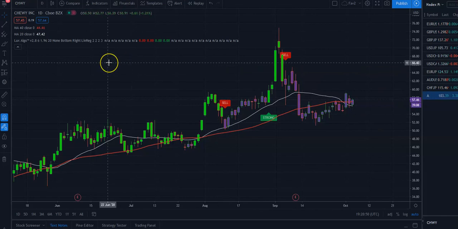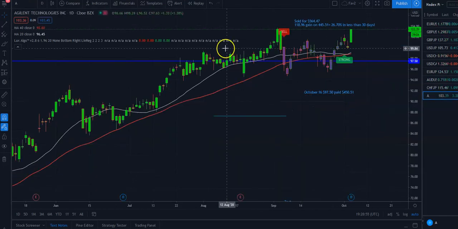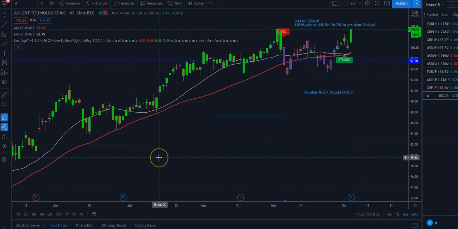Anyways, when I find a good option, I'm going to make a video about it, so it'll be like real time. So this is my last option play, and I'll make another video probably in the next couple of days when I find a good option play.